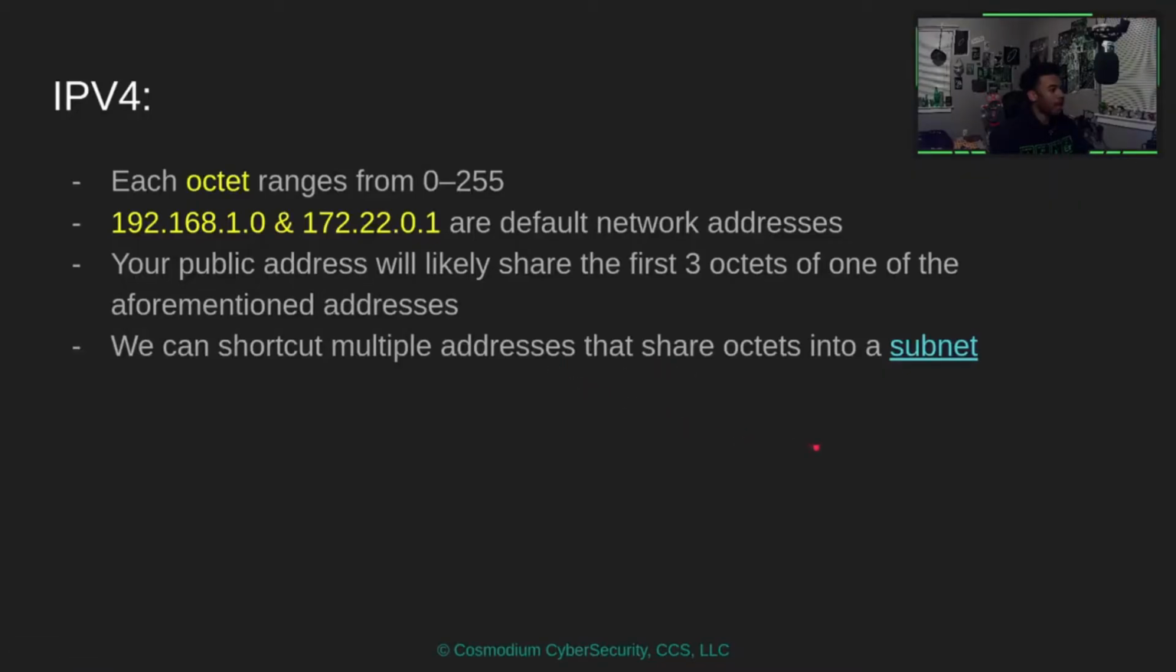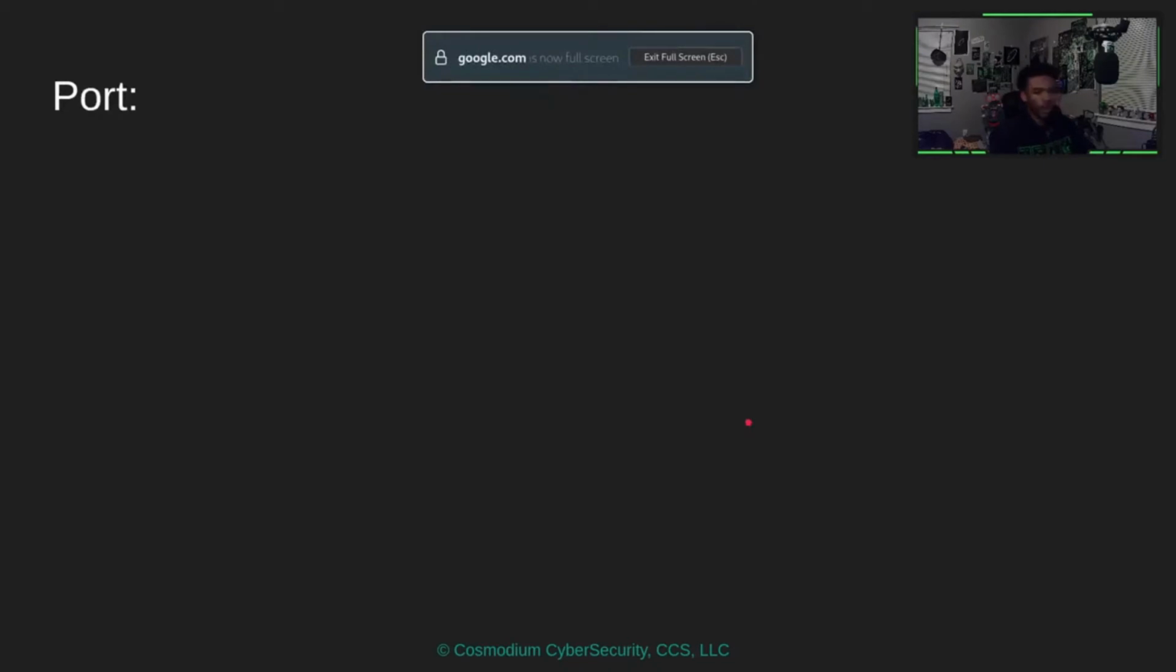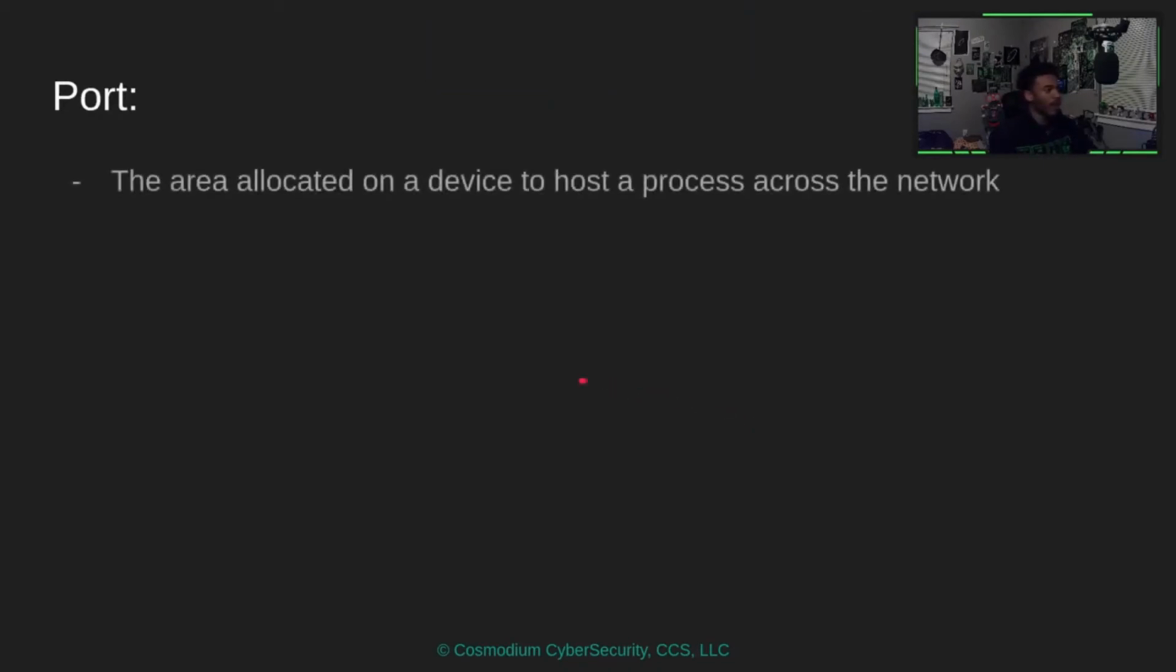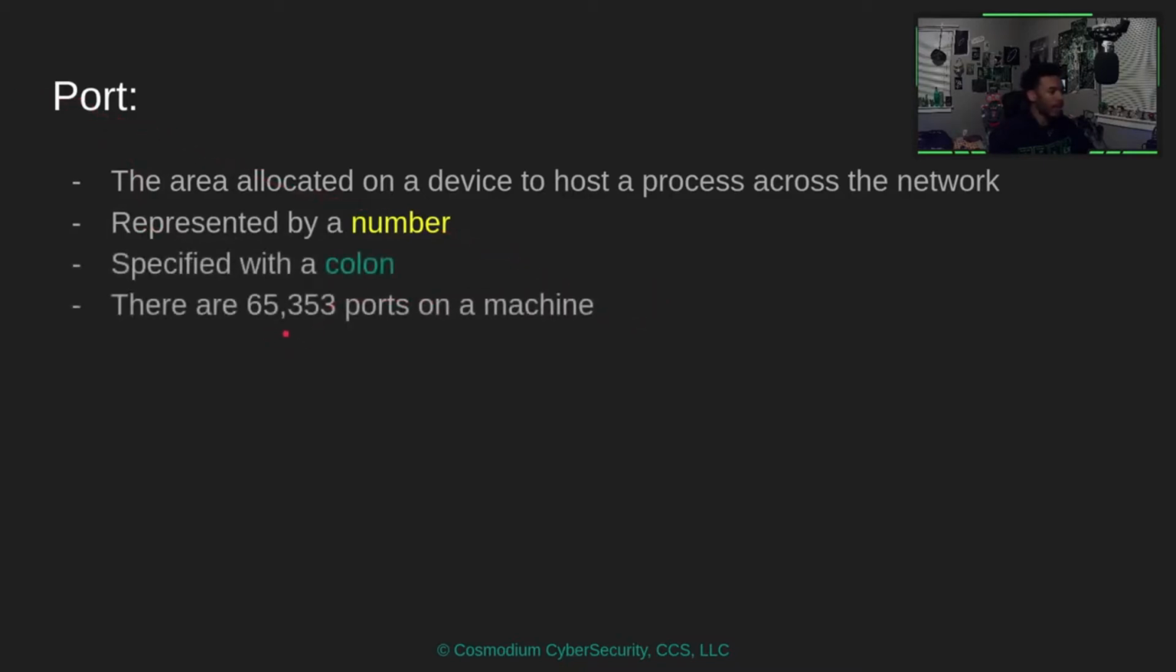But moving on, let's talk about ports, right? Ports are basically the area that is allocated on the device to host a process across the network. All right, so ports basically just host services on devices, right? These ports are basically represented by a number. There's actually only 65,353 ports on a machine. Not all of them are going to be open. Some of them will be closed. If a port is open, it basically means the service on there is enabled. And if the port is closed, that means the service on there is not enabled, right?